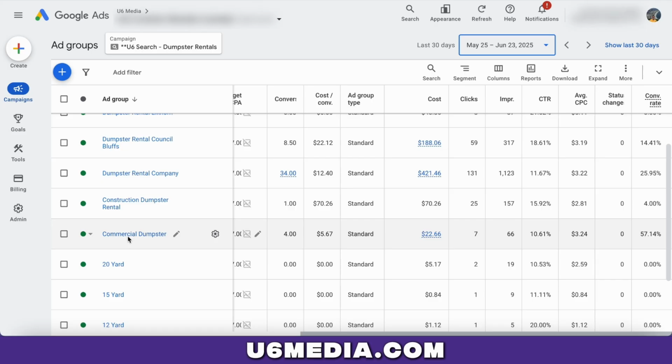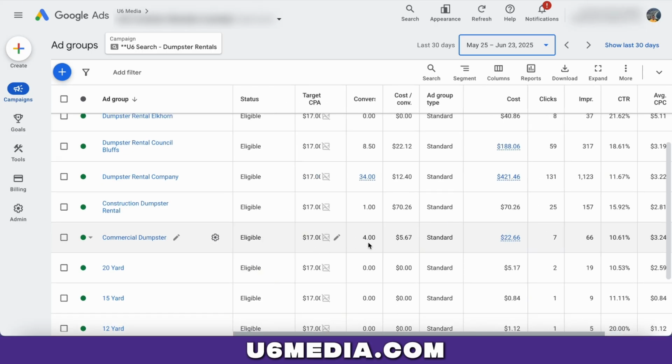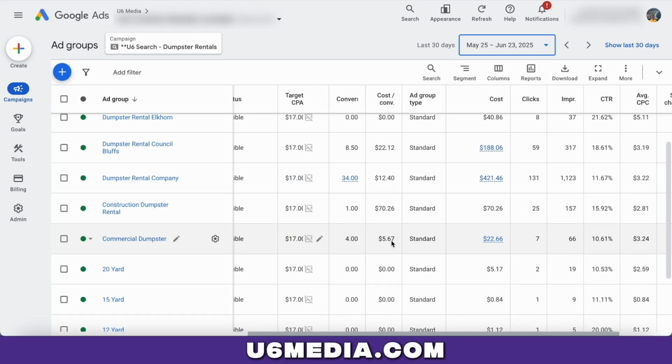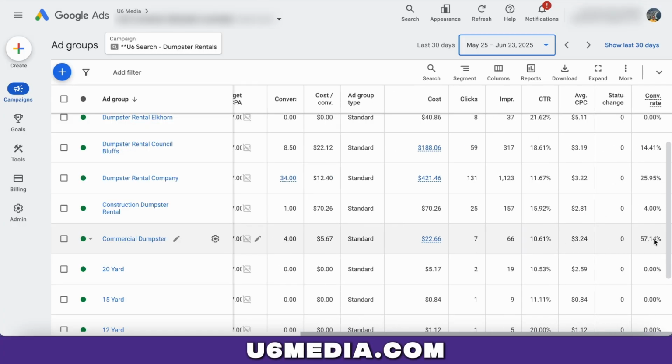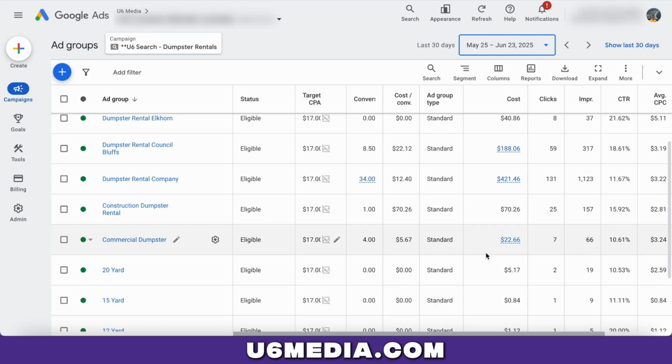Like commercial dumpster, for example. 4 conversions, $5.67 cost per lead, which is amazing, and a 57.14% conversion rate, which is awesome. So, compared to other advertisers in our market who are just advertising for local dumpster rental or residential dumpster rental, we have a specific ad targeting commercial dumpster. We're going to get people to click the ad, and we're also going to build that trust in order to get that person typing in commercial dumpster to call our client and hopefully rent from them.